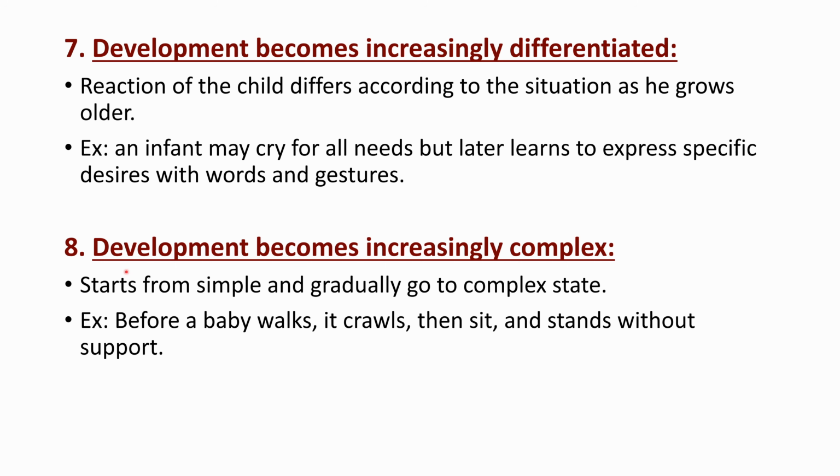Then the next principle is development becomes increasingly complex. That means it starts from simple and gradually goes to a complex state. Development usually starts from simple activities and gradually becomes more complex as the child grows. For example, before a child learns to walk, it crawls, then sits and stands without support. So development always moves from simple to more complex abilities.